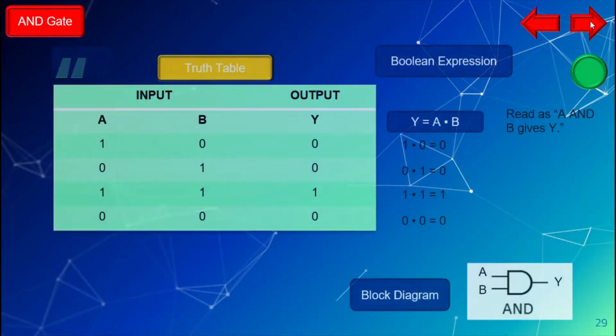This is the truth table of the AND gate, summarizing the different input combinations we had just demonstrated. The Boolean expression on the right, Y equals A dot B, can be read as A and B gives Y. And this is the block diagram of the AND gate.